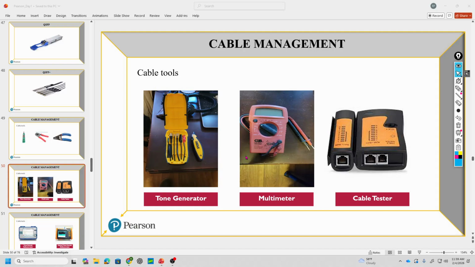In the middle, we have an example of a multimeter, and then on the right, we have this thing called a cable tester. So when we build a cable, we can plug it into this and test it to make sure it's actually getting signal through and it's built properly, okay?